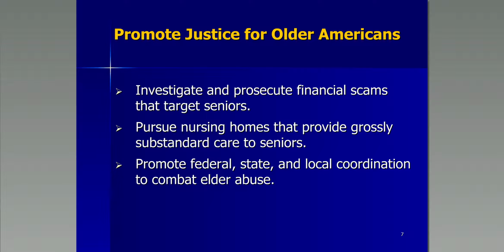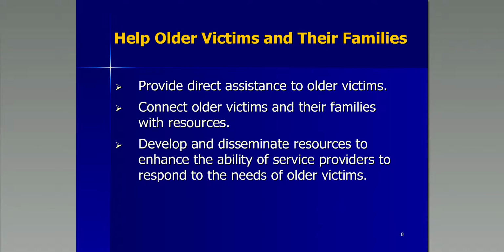And so the question is, how does the department promote elder justice for older Americans? And first, by investigating and prosecuting financial scams that target seniors. And this happens department-wide, civil, criminal, consumer, all areas of the department. Secondly, by pursuing nursing homes that provide grossly substandard care to seniors. And this is done in particular through the Elder Justice Task Forces, which we will highlight in a moment. And finally, by promoting federal, state, and local coordination to combat elder abuse.